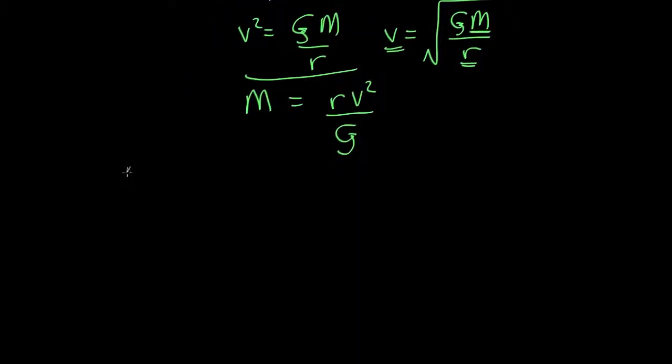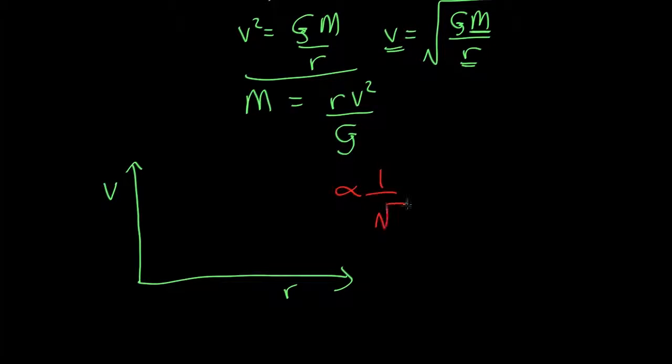So if you plot velocity against distance, you should get a curve proportional to 1 over root r, which will look something like this. Things get slower as they go further out. And indeed, that's what you see.